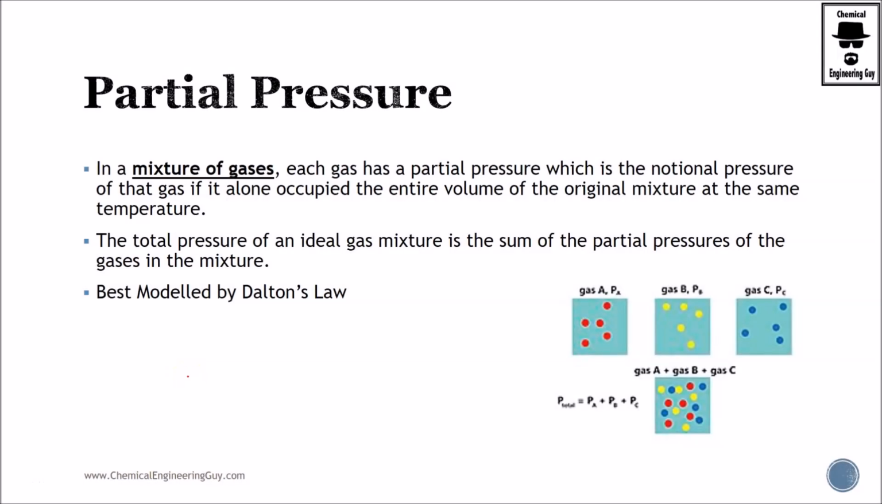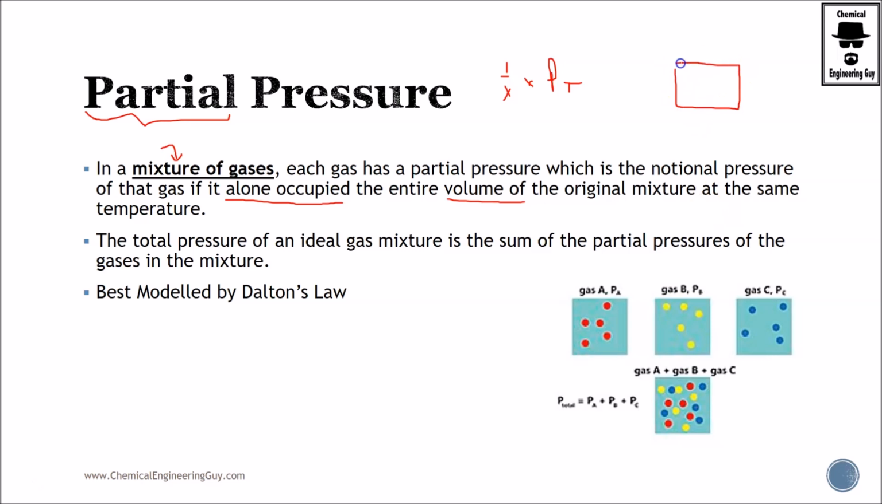Partial pressure is a very straightforward concept, as the name implies: partial, or a part of. So let's say 1 over x, depending on the number of parts, times the total pressure. That's it. Of course, in order to become a part, you have to have at least 2 components, or a mixture of gases. You can have 2, 3, 4, 5, even infinity gases. It is the notional pressure of the gas if it were alone occupying the entire volume of the original mixture.